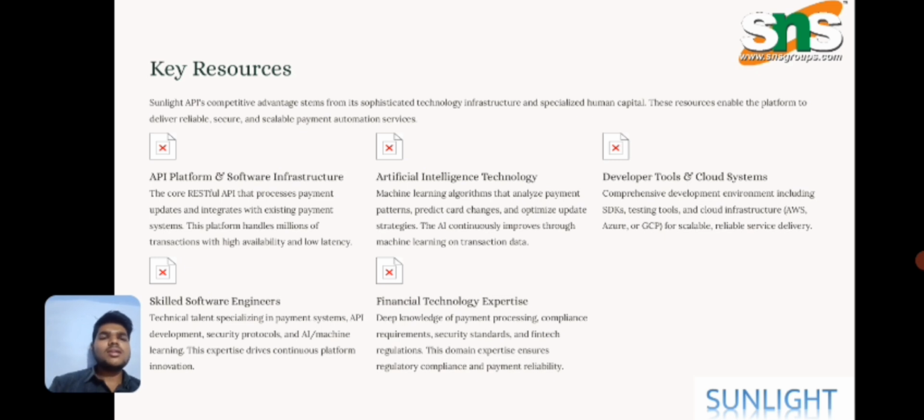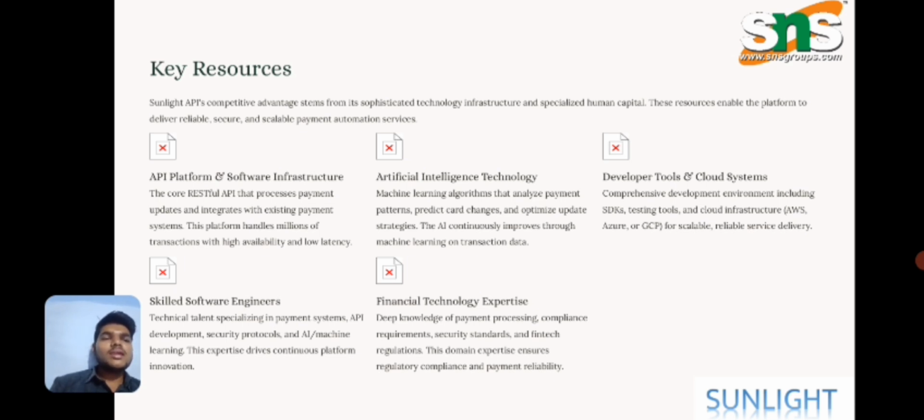Artificial intelligence technology: machine learning algorithms that analyze payment patterns, predict card changes, and optimize update strategies. The AI continuously improves through machine learning and transaction data.